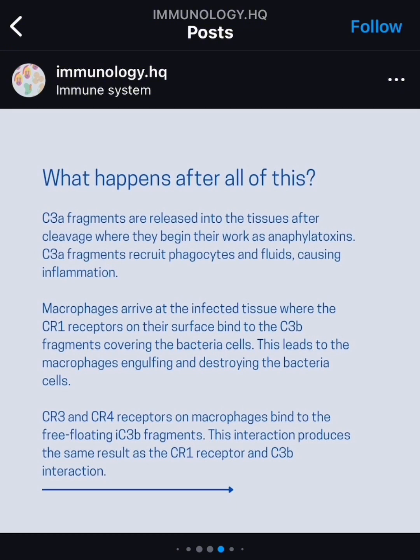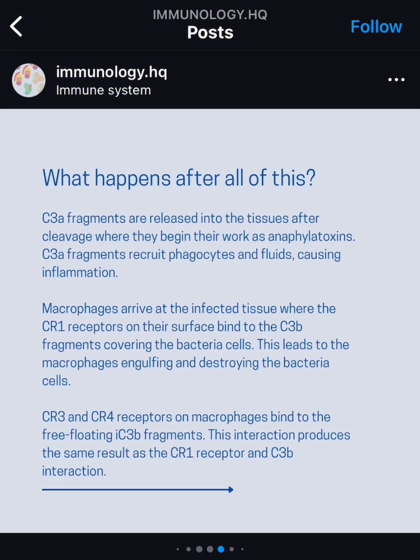C3a fragments are released into the tissues after cleavage, where they begin their work as anaphylatoxins. C3a fragments recruit phagocytes and fluids, causing inflammation. The inflammation caused by C3a can lead to the reaction known as anaphylactic shock, hence the name anaphylatoxin.